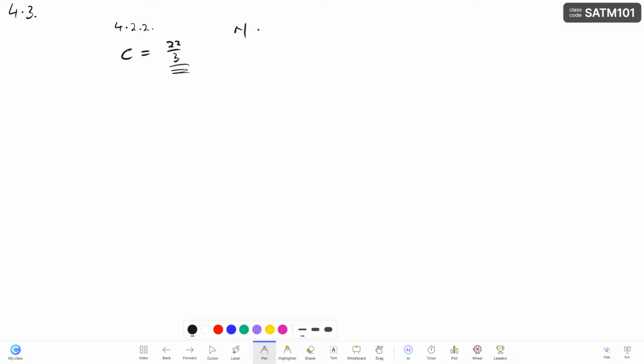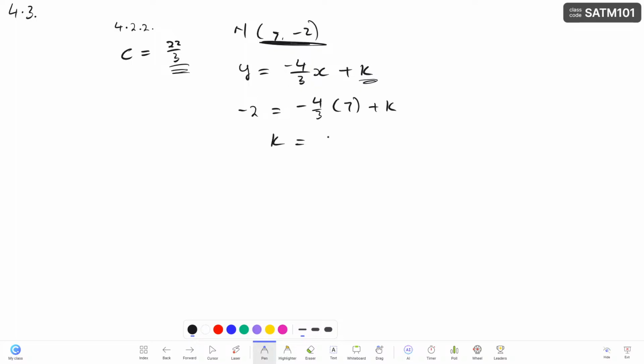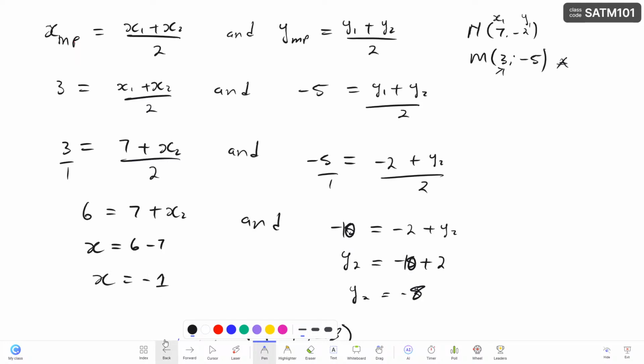So this is the first value, because if we substitute N, which is 7 and -2, into this equation, y is equals to -4/3x plus k. If we substitute this point, it's the same thing as finding what? C. So you can just substitute -2 is equals to -4/3, then 7 plus k. So this one is the same thing as what? k is equals to 22/3. So now we need to substitute the other point, which is P.